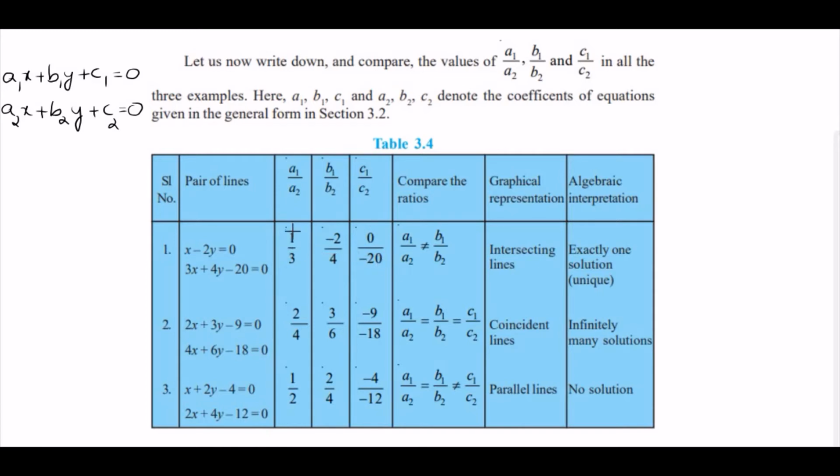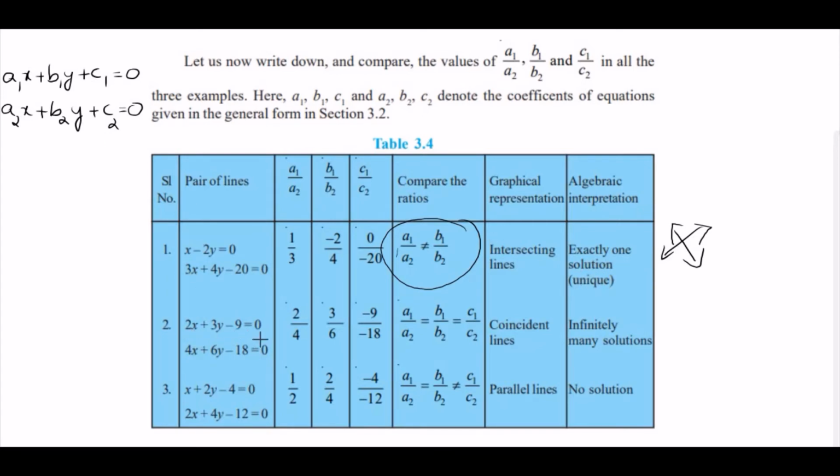When you compare, you can see A1 by A2 is not equal to B1 by B2. These two are different values. So when you compare the ratios, you can see A1 by A2 is not equal to B1 by B2. From this, you can conclude that when you represent these linear equations in the graph, there will be intersecting lines. That is, you will get intersecting lines in the graph. And when you get intersecting lines, you know there is only one solution.